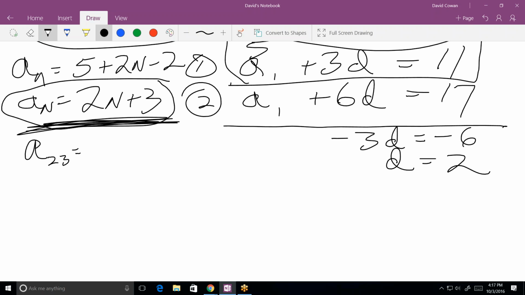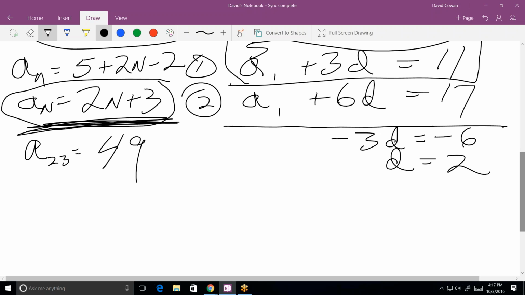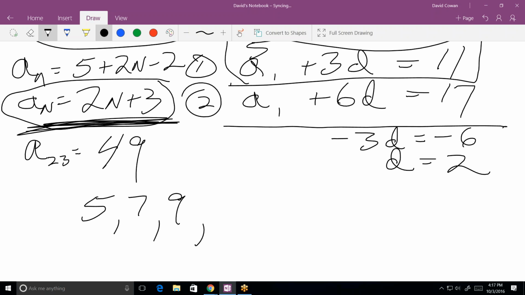And n is always n, whatever n is. In other words, n in this case is 23. So a sub 23 would be 2 times 23, 46, plus 3. That's the 23rd term in that sequence. And in fact, the common difference we figured was 2. So here's the sequence: 5, 7, 9. If I go out, the 23rd term is going to be 49. All right. What else you got?